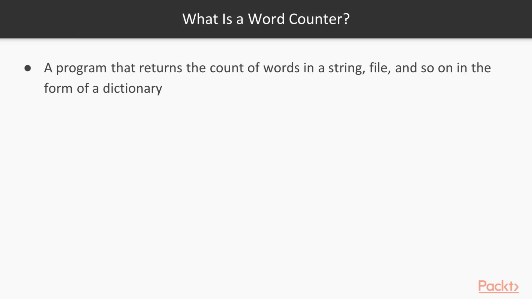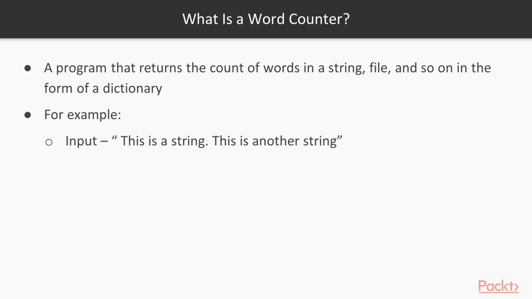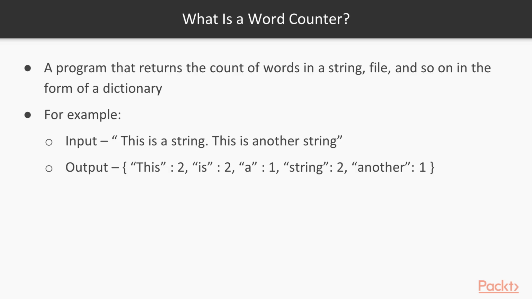So first, what is a word counter? A word counter is a program that returns the count of words in a string, file, etc. in the form of a dictionary. The keys of the dictionary are the words and the value is the count of the words in the string or file. For example, if we have this string as input, "this is a string and this is another string". So these are two strings. So the output would be: this has count 2.